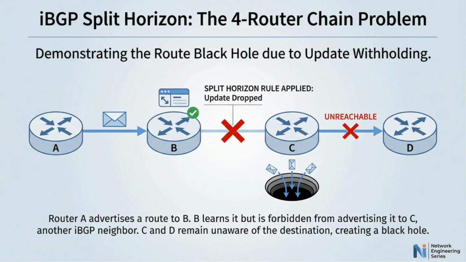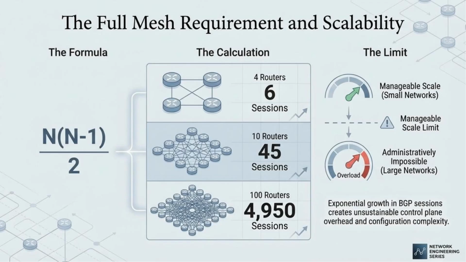To fix this, the default requirement for iBGP is a full mesh. Every single router running BGP within your AS must peer directly with every other router running BGP. If router A peers directly with B, C, and D, it can send the update to all of them simultaneously. Since they all receive it directly from the source, router A, no one has to repeat it, and the split horizon rule is satisfied. But let's look at the math, because this is where the deep dive aspect comes in.